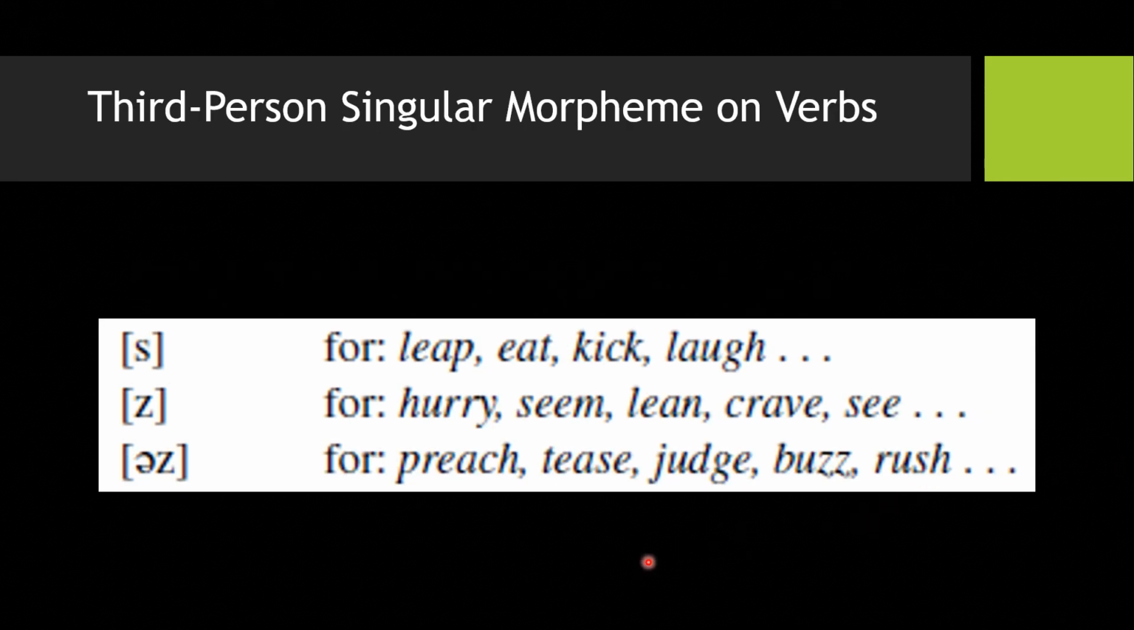For the third person singular morpheme on verbs, of course, we're just going to add s. For example, she leaps, she eats, he kicks, he laughs. And for this one, she hurries, she seems, she leans, he craves, he sees. And for these verbs, she preaches, he teases, he judges, buzzes, rushes.